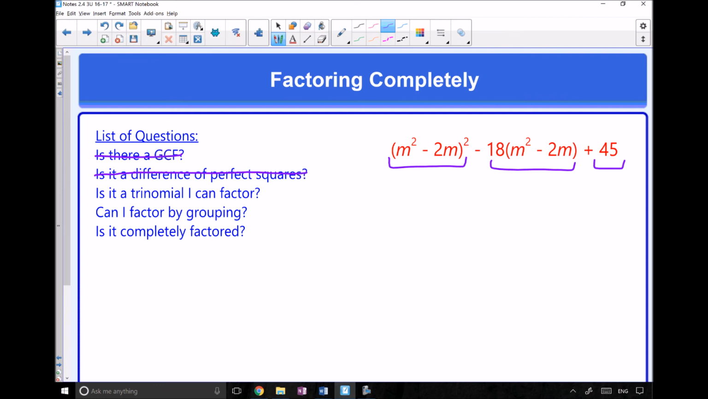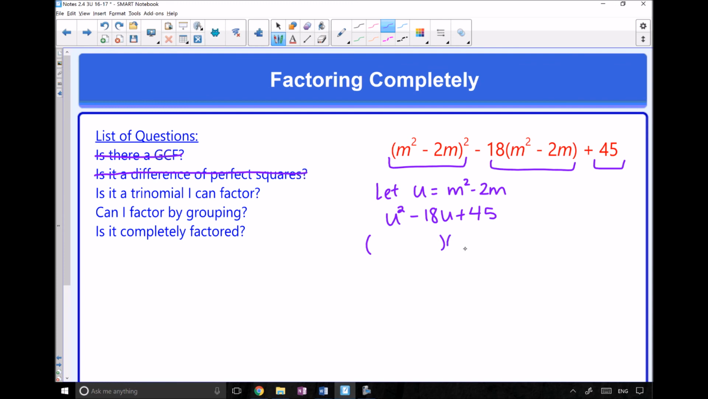So I'm going to make my life a little bit easier, and I'm going to let u equal m squared minus 2m. Well, if u is m squared minus 2m, then my new expression can say u squared minus 18u plus 45. So it is a trinomial that I can factor.